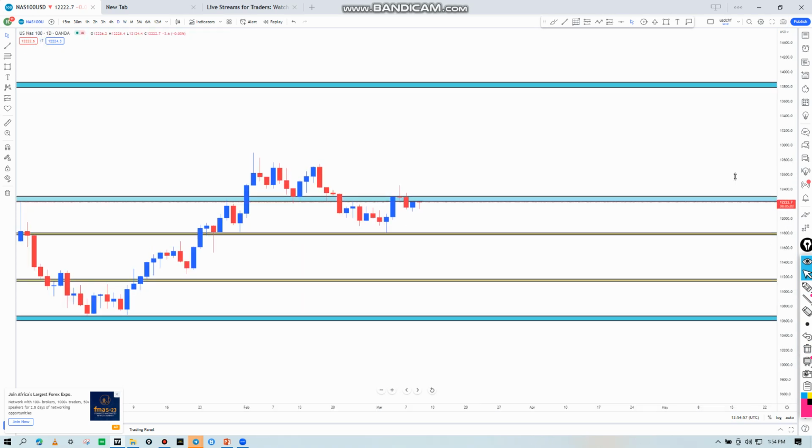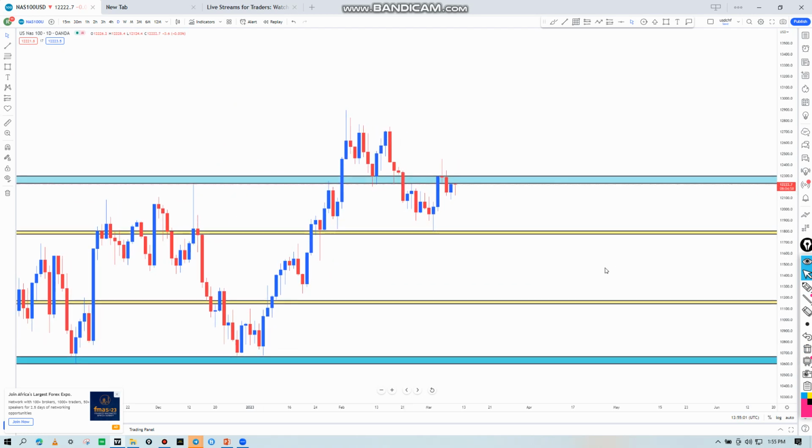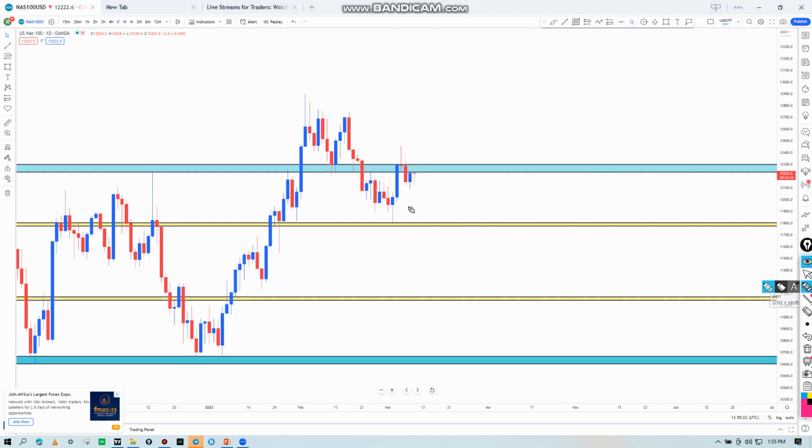All right, so this is the daily time frame on Nasdaq. Let's talk about proper flow over here as well. Now on Nasdaq, let's try and make it simple over here. This is my daily upper zone. This is also my daily lower zone. Now look closely at this chart over here.